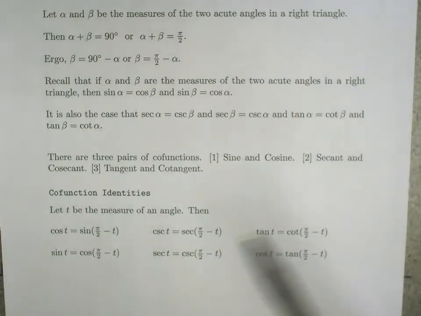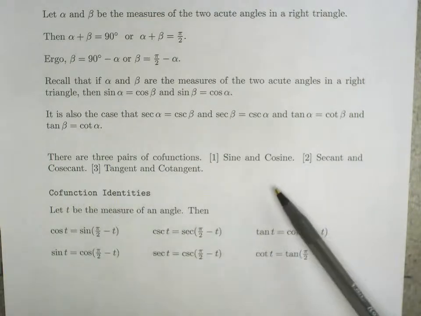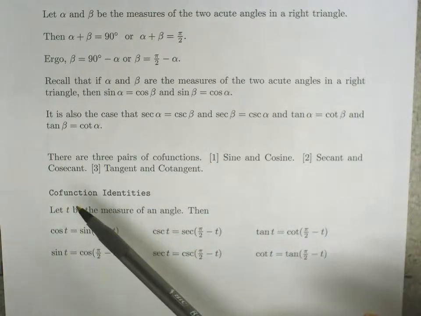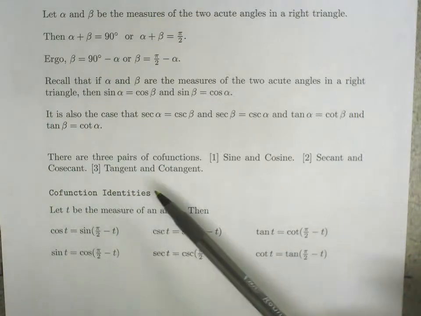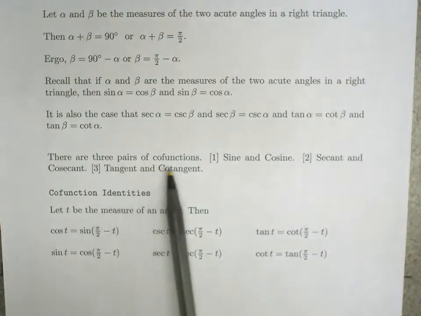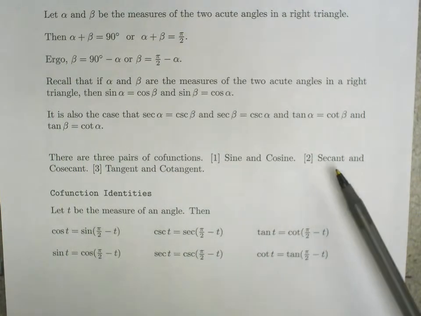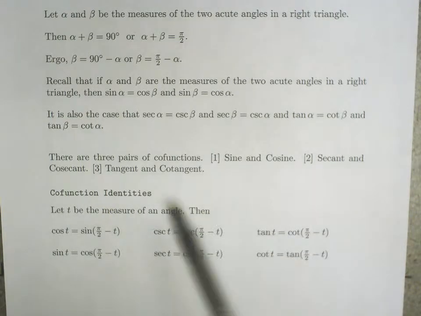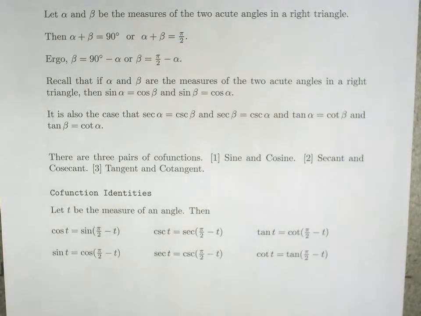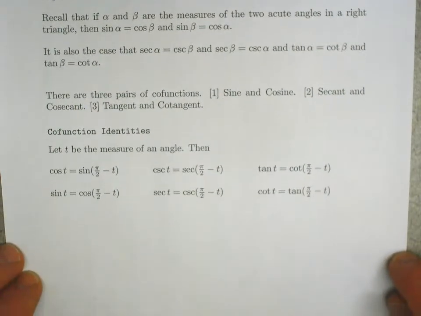So I'll point out the terms for the 6 trigonometric functions are used in cofunction pairs. There are 3 pairs of cofunctions: sine and cosine, secant and cosecant, tangent and cotangent. So that little observation can be very useful. So here are the cofunction identities.